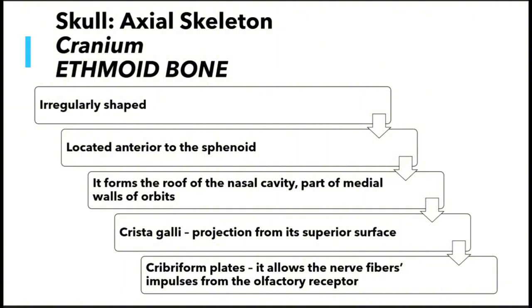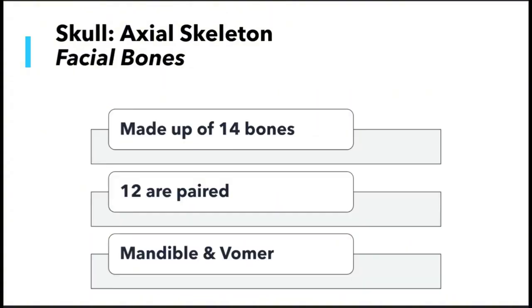Okay, let's have the ethmoid bone. In the ethmoid bone, you have your crista galli, a projection from its superior surface, and literally, crista galli is known as your cock's comb. So it is where the outermost covering of the brain attaches to. You also have your cribriform plates. These are holes on each side of the crista galli, which plays a part in the sense of smell.